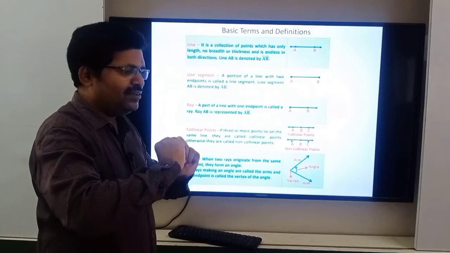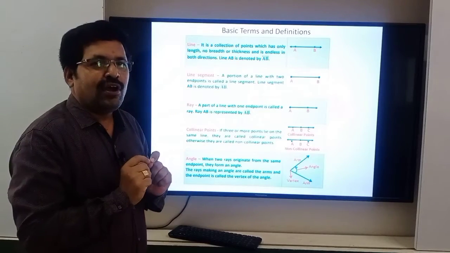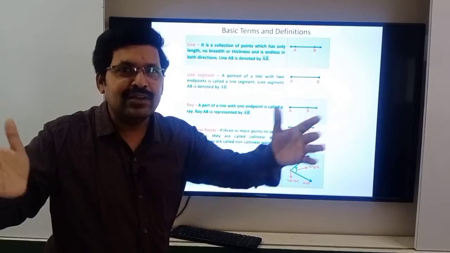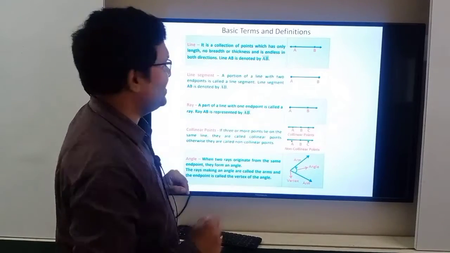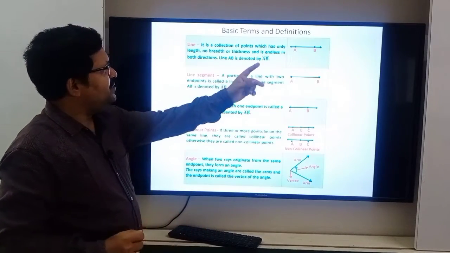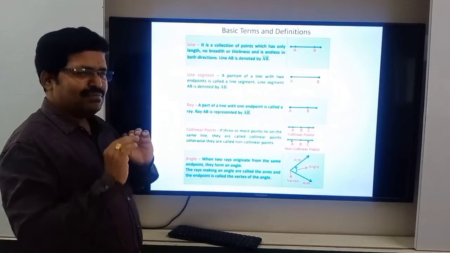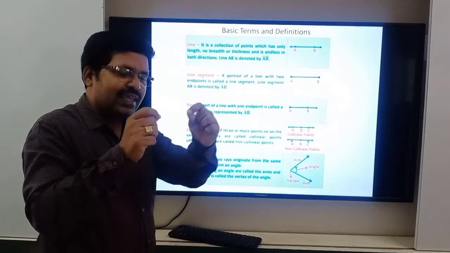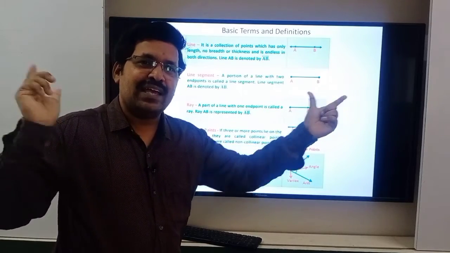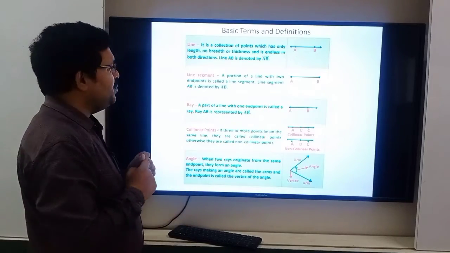When you draw with a pen, you draw a line. Do you draw a line this much, big line? You draw a simple line like that. So this is a line. Line AB. That is a simple line. Line can be extended both the sides.